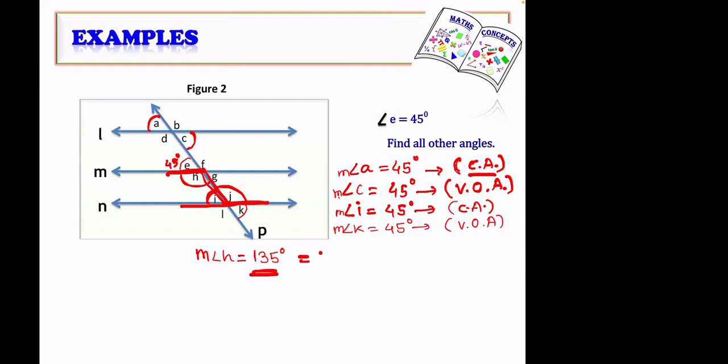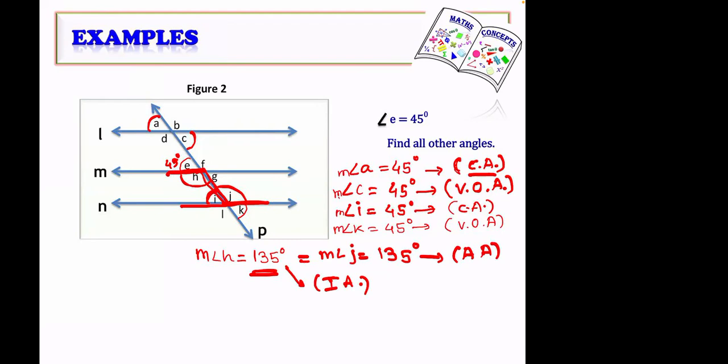So it will again be, measure of angle J will also be 135 degrees. This is because of interior angles. And this is because of alternate angles. Yes, Khadija, tell me one more pair.